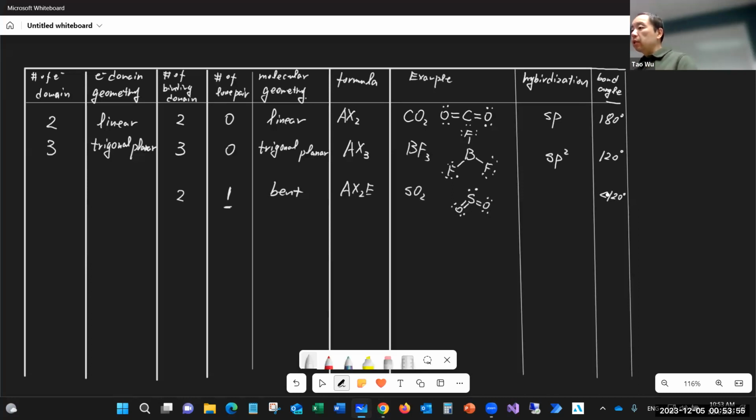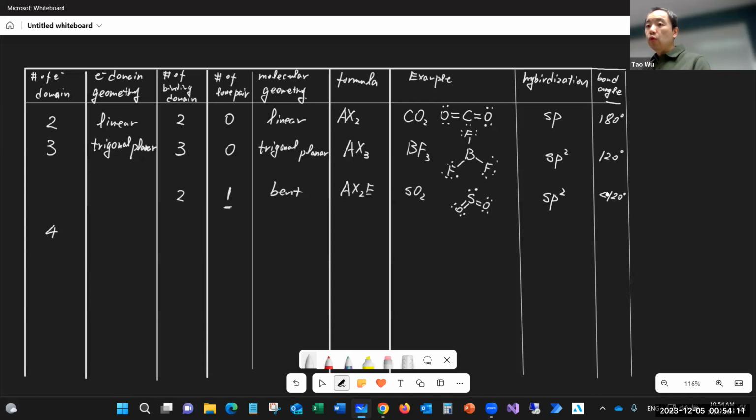If you're talking about hybridization, that's going to be the same, sp2 hybridization. As long as we have 3 electron domains, then they all have sp2 hybridization. So this is the structure for 3 electron domains.